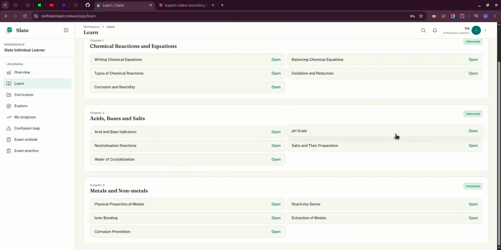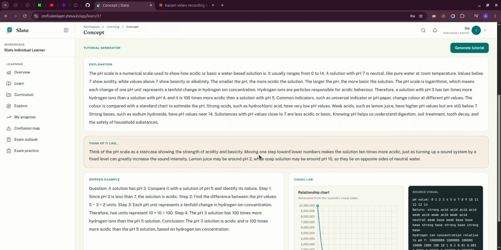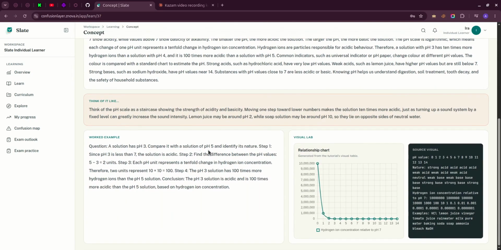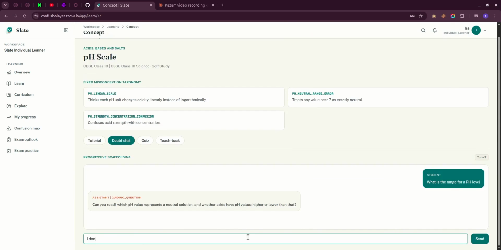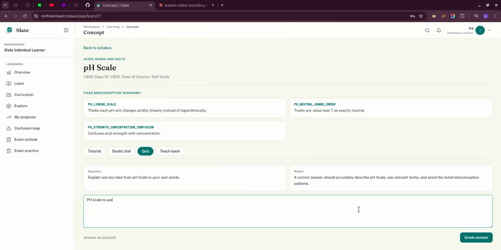Here is the learning flow. The student opens an unlocked concept. Slate gives an explanation, a worked example, visual support, doubt chat, quiz practice, and teach-back grading. The student does not only read content. They answer, explain back, and improve. Every answer becomes a learning signal.